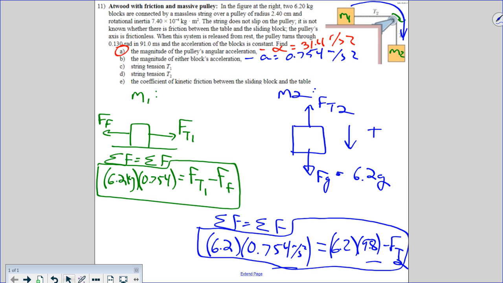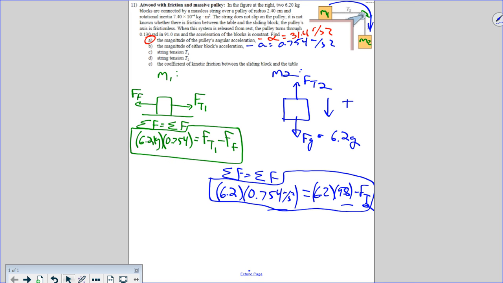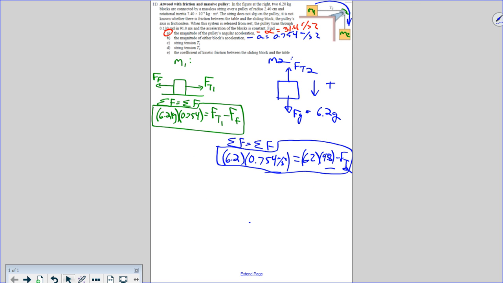So before we solve anything, let's do this. The last thing we got to look at is the pulley, right? So our pulley is going to look like this. Here's the pulley, and it's got two tensions on it. It's got the force of tension 1 pulling it this way, and the force of tension 2 pulling it this way. So now I'm going to do net torque equals net torque.